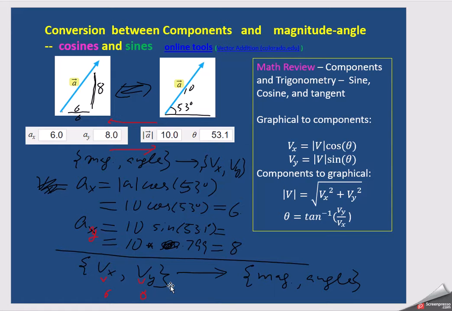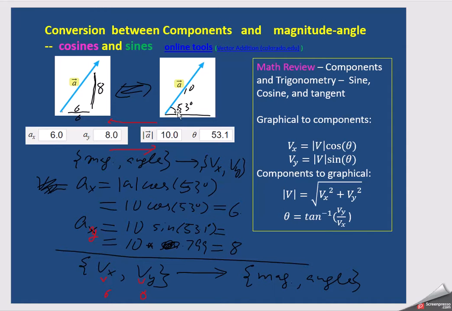Good afternoon. Let's summarize what we have talked about in the class this afternoon. We discussed how to convert two different representations of a vector to each other, in particular the components and the magnitude and angle representations.